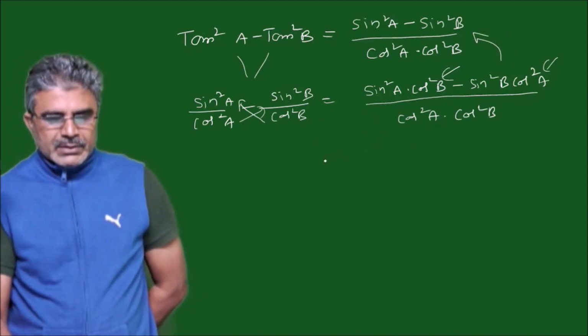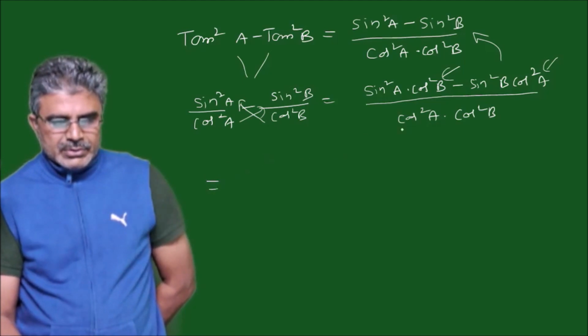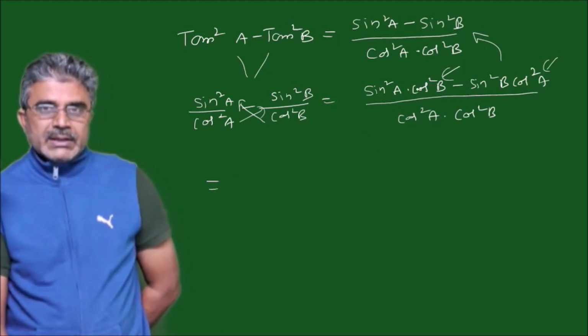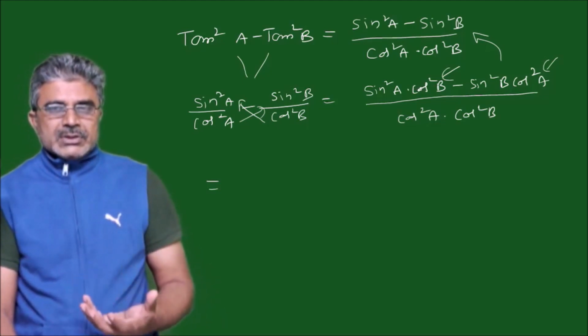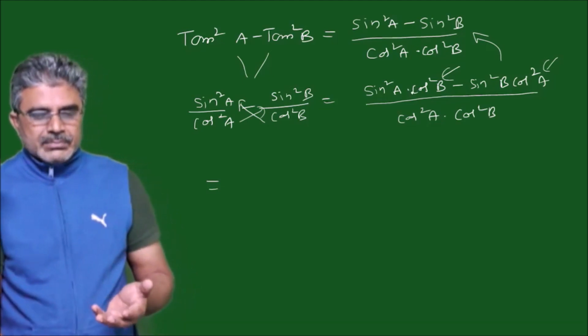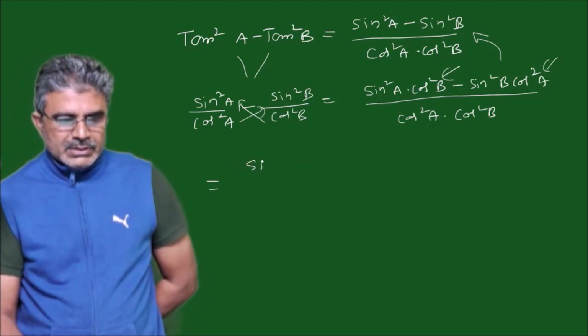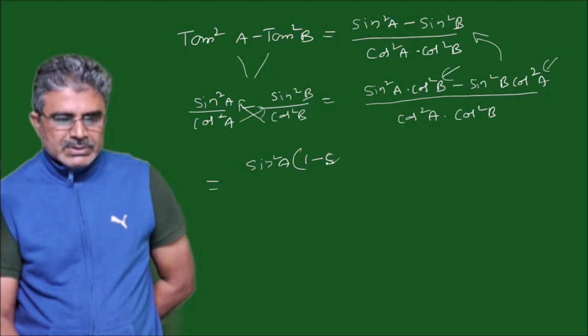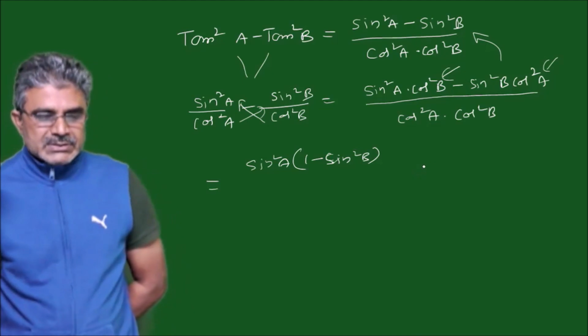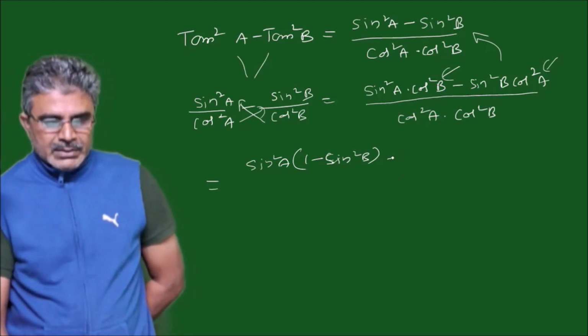So I want to convert this cos square A, I want to take out this cos square A using the identity. When you convert this cos square A using the identity, it will become 1 minus sin square A. So I want to write sin square A into (1 minus sin square B), writing cos square B as 1 minus sin square B using the identity.